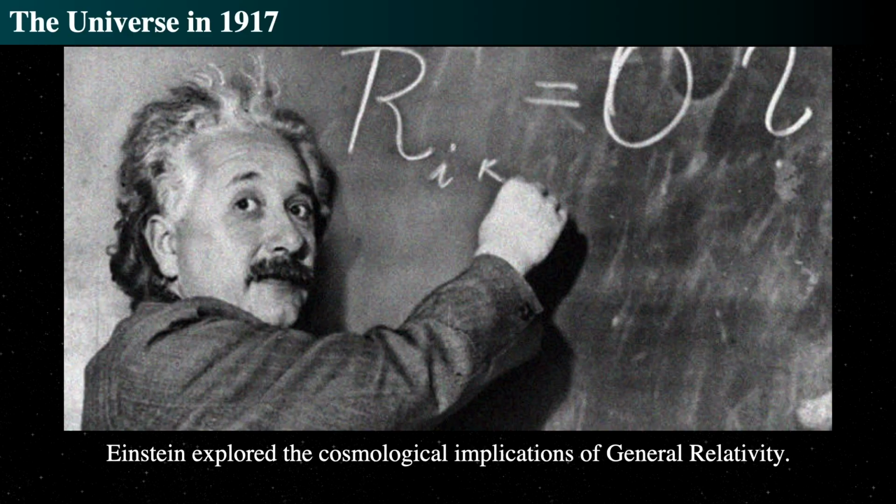All right, let's take a little history lesson. Back in 1917, Albert Einstein was developing general relativity. And when he finished developing it, he said, well, what are the cosmological implications? What does this mean for the universe?